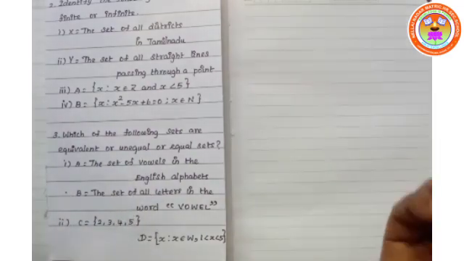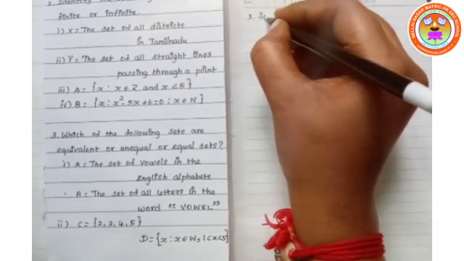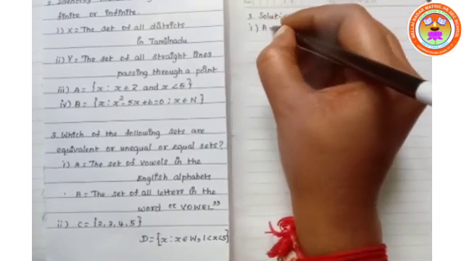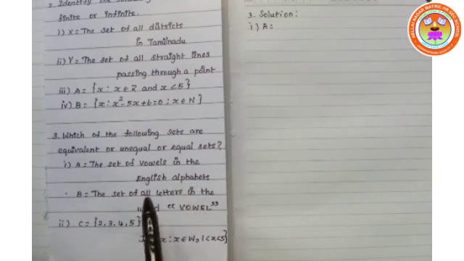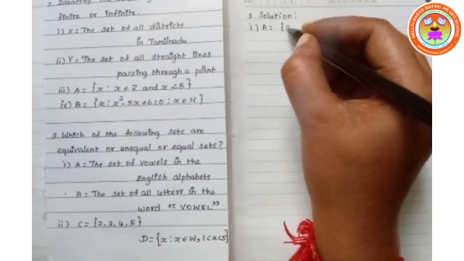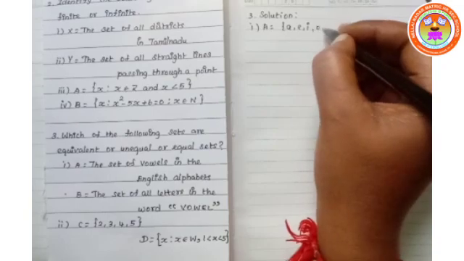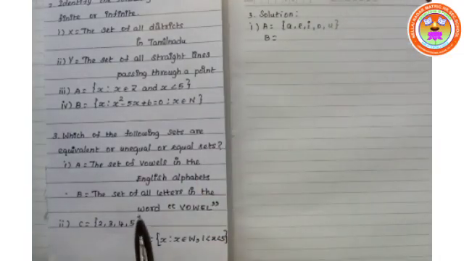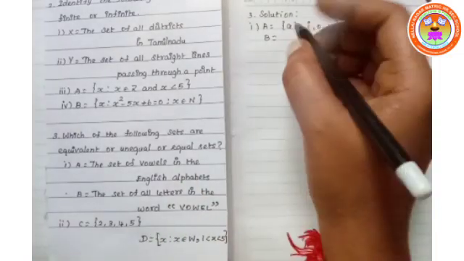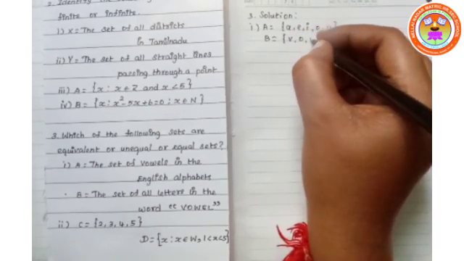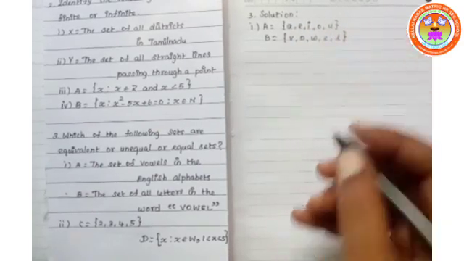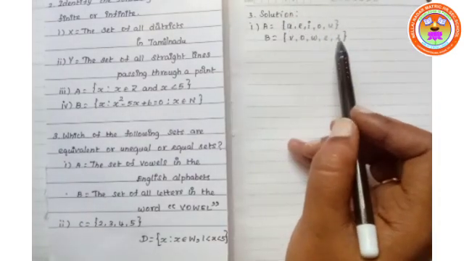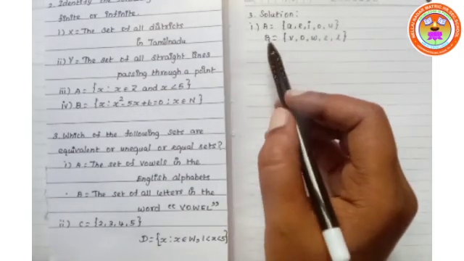Now, see the first subdivision. They have given A equal to the set of vowels in the English alphabet. What are the vowels? A, E, I, O, U. And the set B is equal to the set of all letters in the word vowel. That means V, O, W, E, L. Now see here, the elements are not exactly the same, so you have to check whether these are equivalent sets.